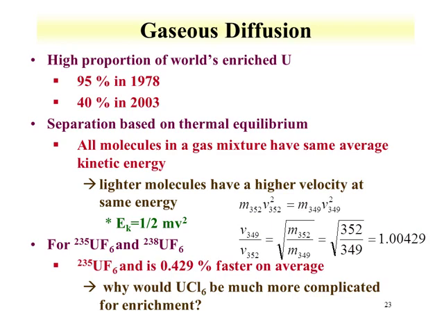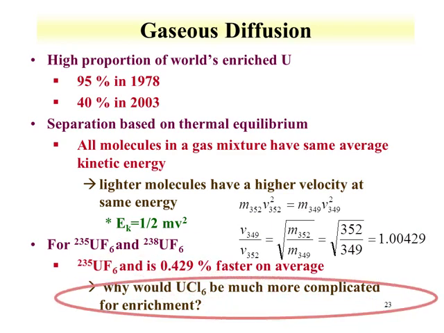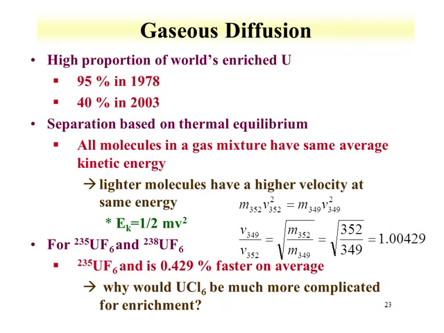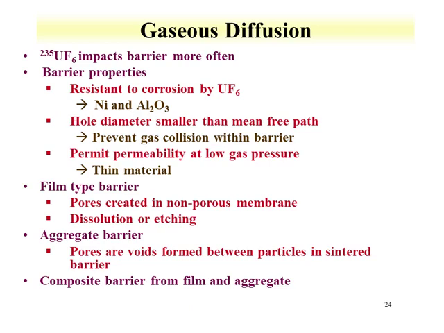Now, uranium hexachloride can also be used for enrichment. But the question is, why would this be more complicated? That has to do with the fact that chlorine has 2 stable isotopes, so your masses would vary based upon not only the uranium, but also the chlorine. So the uranium-235 hexachloride, being lighter, would impact the barrier more often and have a higher probability of diffusing through that barrier. The barrier properties, like what we'd mentioned earlier, need to be resistant to the hexafluoride.